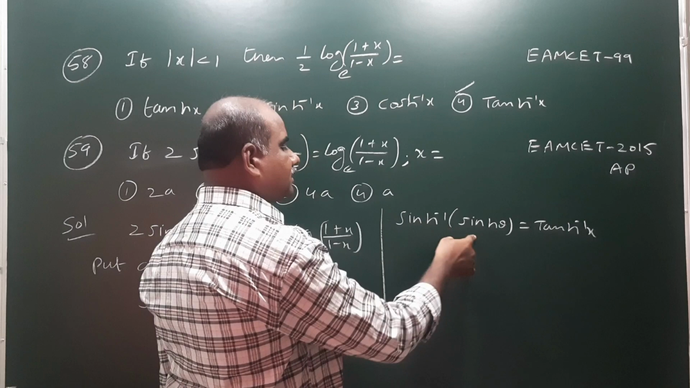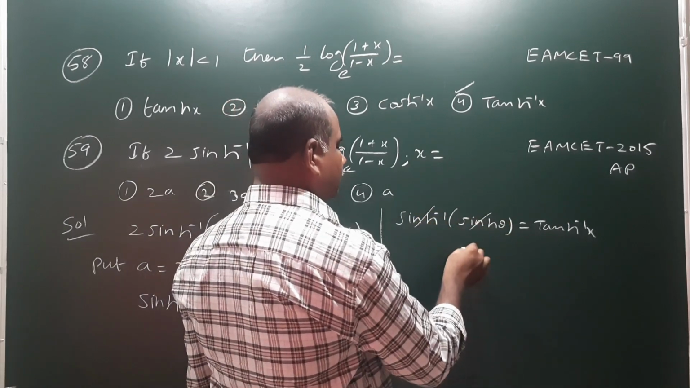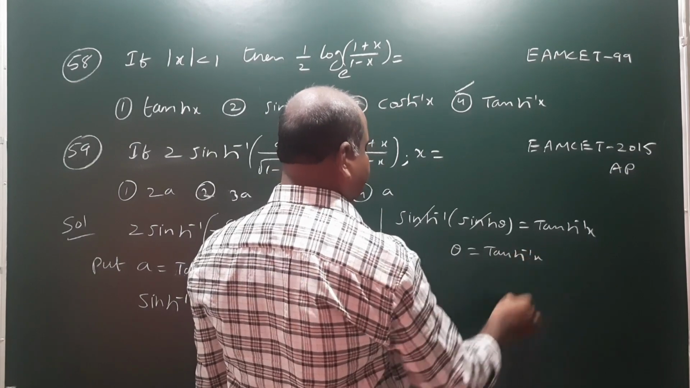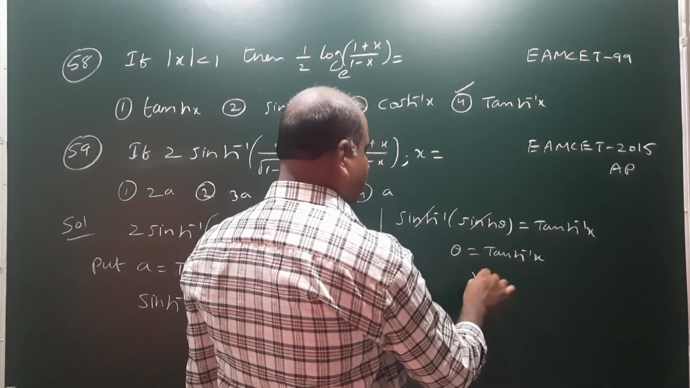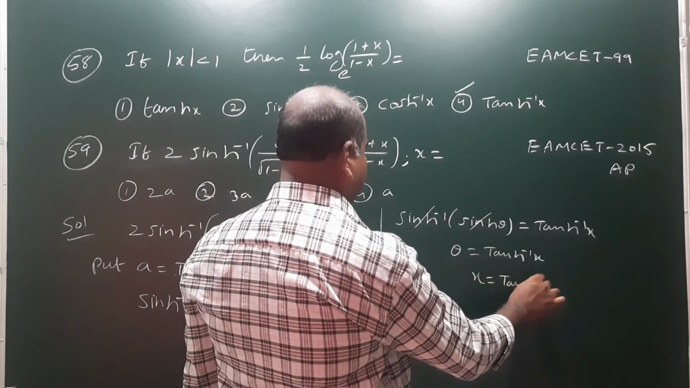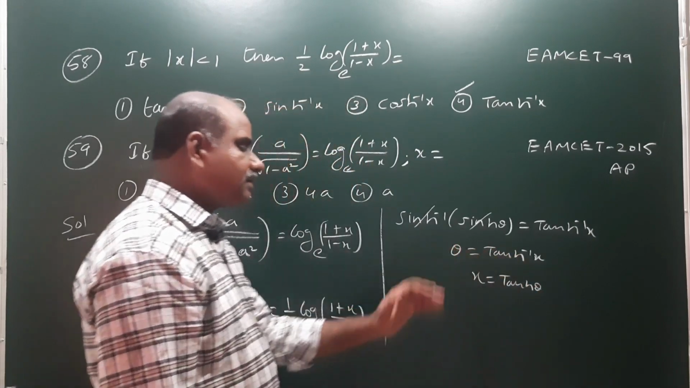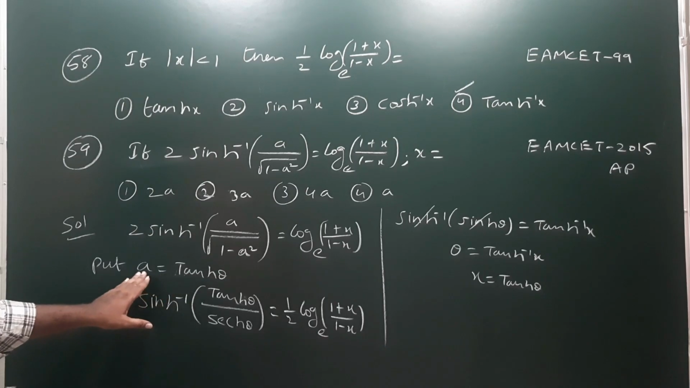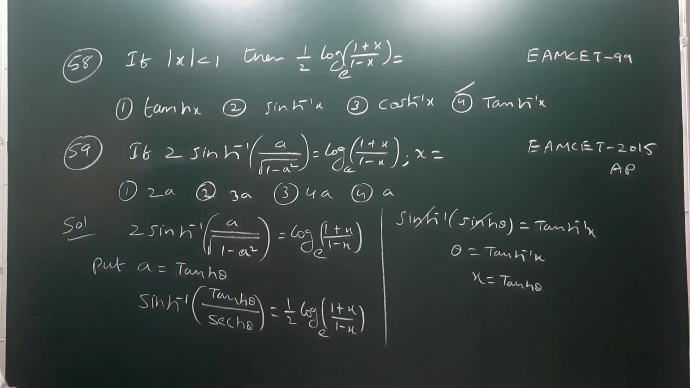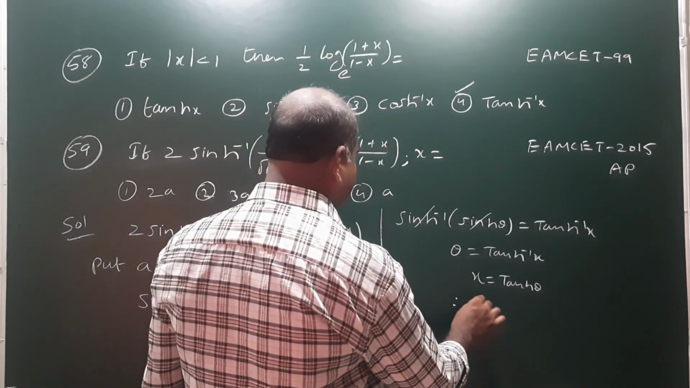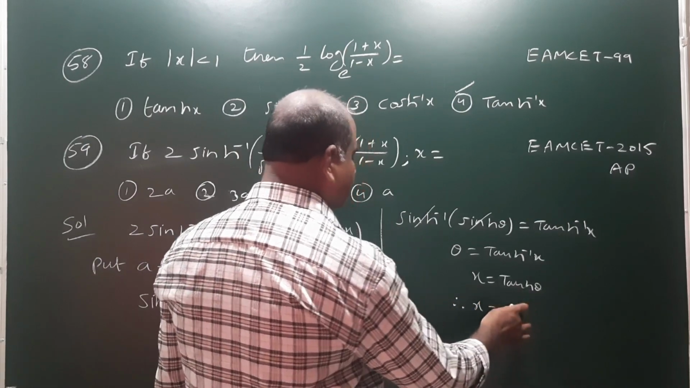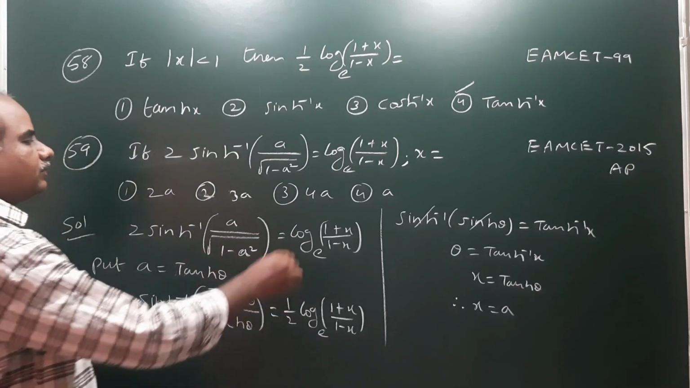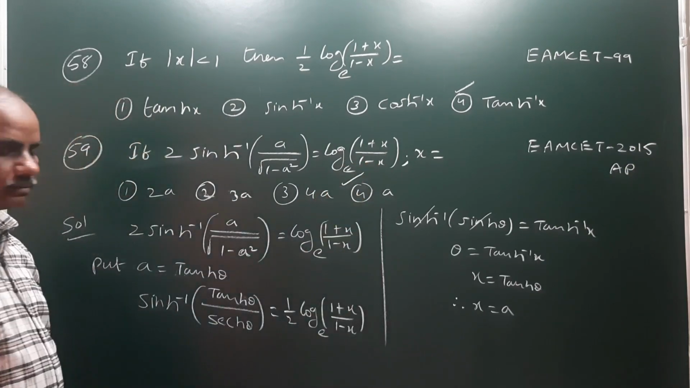So sin h inverse of sin h, cancel these two. Therefore theta is equal to tan h inverse x. Therefore x is equal to tan h theta. So the left side is tan h theta. And we know that tan h theta is nothing but a, that is our substitution. Therefore, x is equal to a. These two are equal because it is our substitution. Therefore, option 4 is the right answer.